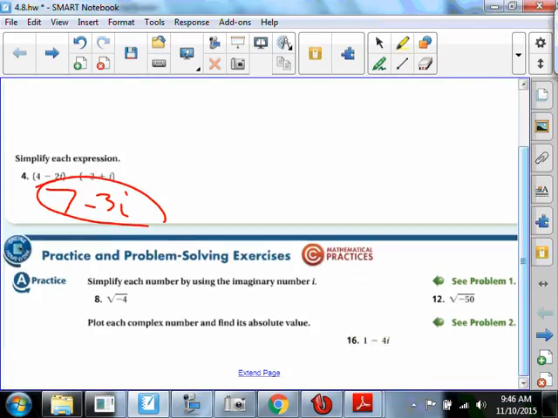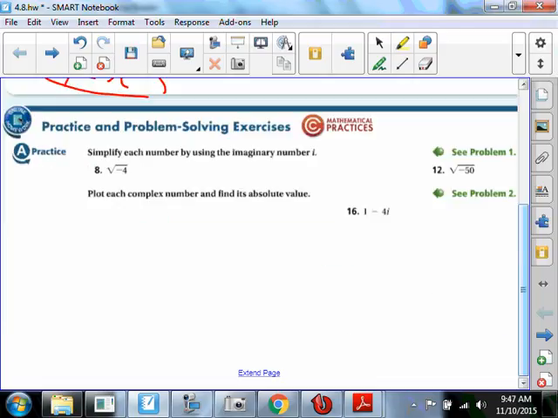Moving on to number 8, it says simplify each number by using the imaginary number i. So number 8, what you realize is that the square root of negative 4 could be written as the square root of negative 1 times 4, or the square root of negative 1 times the square root of 4, which would be i times 2, and we write that as just 2i. So number 8, we're looking for 2i, and that's it.